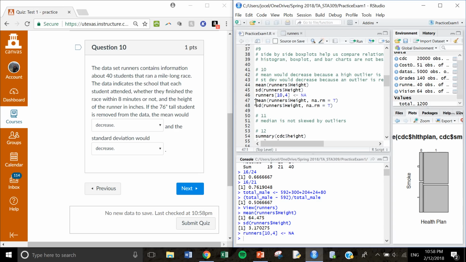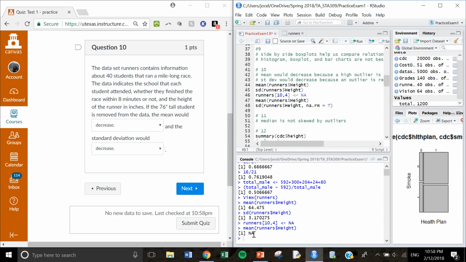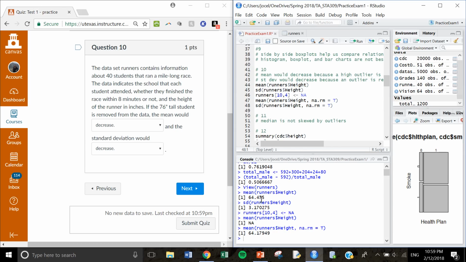So now I'm going to do the mean and the standard deviation again, but I have this other thing, which means we don't care about the NAs. If I don't have this na.rm equals TRUE, it's going to give you an error. It's going to say NA. So we have to tell it na.rm, remove the NAs, is TRUE. Remove the NAs, we don't care about them. Do the mean, and I get 64.179, which has decreased. I removed the high outlier, so the mean decreased.